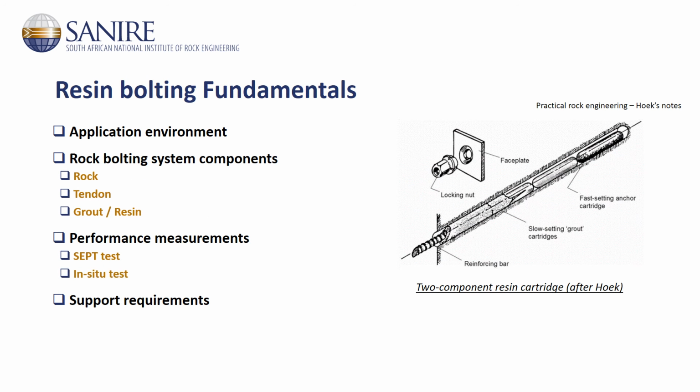And then just to conclude everything, highlighting the fundamentals of resin bolting. We talked about the application environment, so that needs to be something that we consider. Why and where do you do the support? Looking at the three components, how does the quality of the rock influence the tendon that we need to install, and how do we bind those two elements? There needs to be some sort of performance measurement. How do we test for the bond strengths as well as the installation? And with all that said, we still need to have a certain requirement met with regards to the support system to ensure a safe and stable environment.